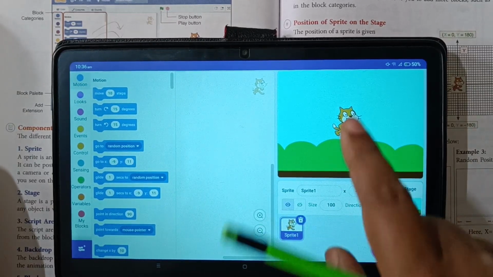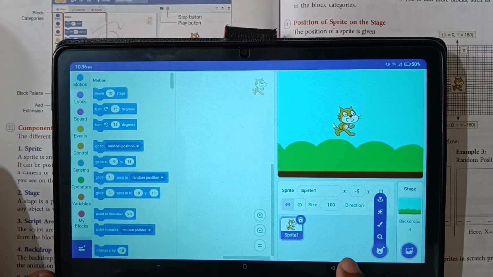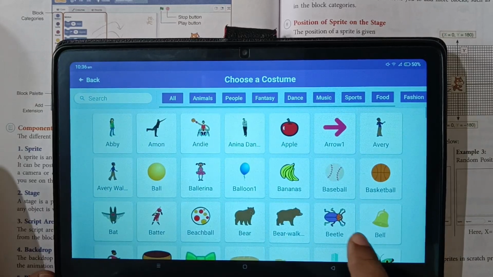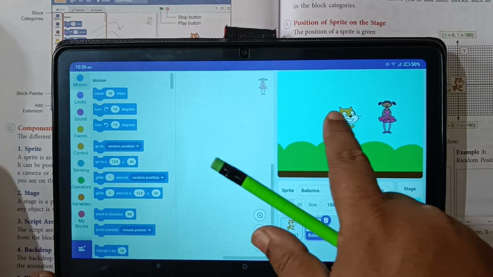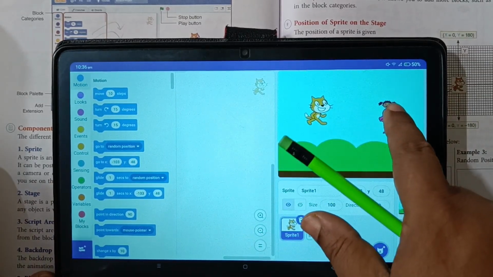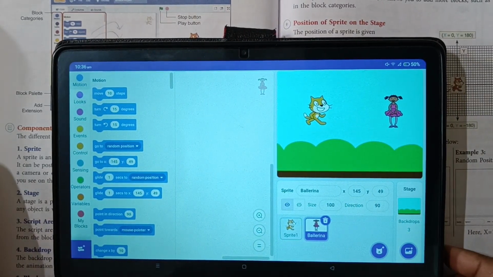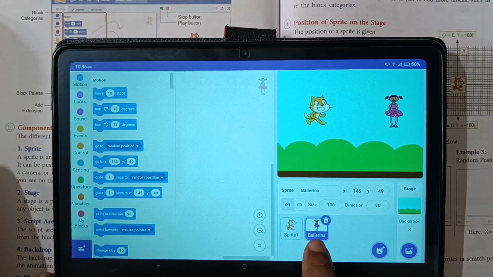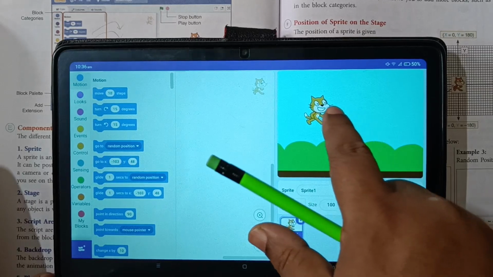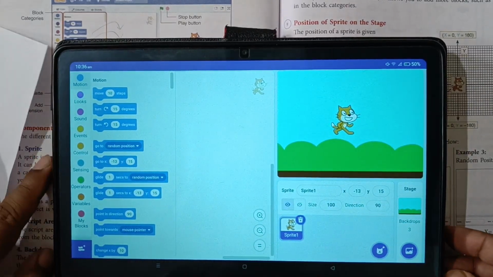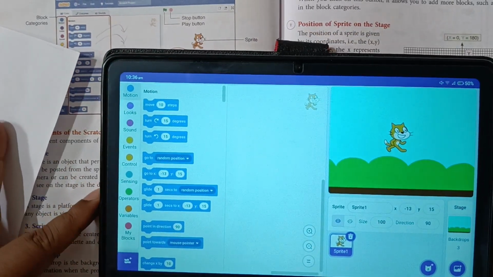See, and also I can change the shape of the sprite itself. Say I choose this one. Along with this one, I have chosen two sprites. So choosing different sprites is also possible. See, now you are seeing the ballerina. I can even delete this. So now we have got one sprite only. These are the basic ideas of sprite.